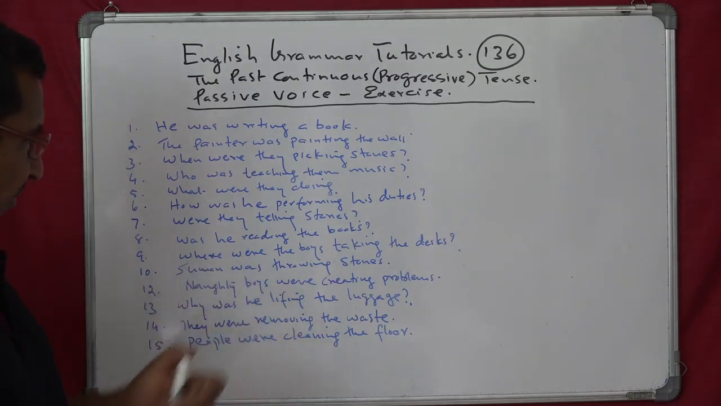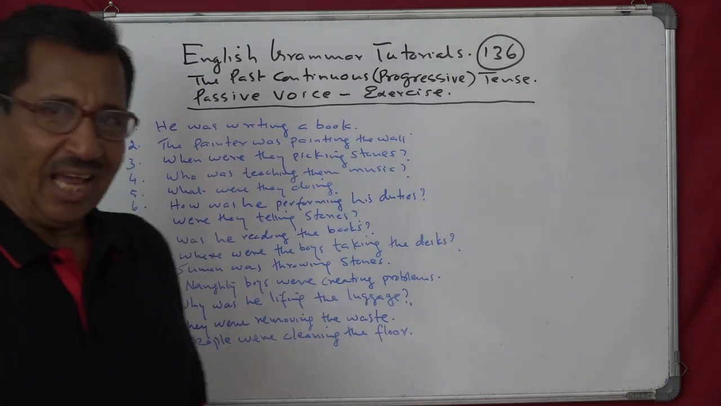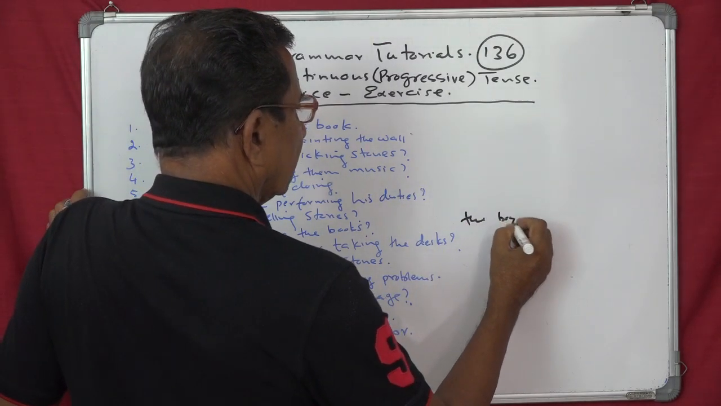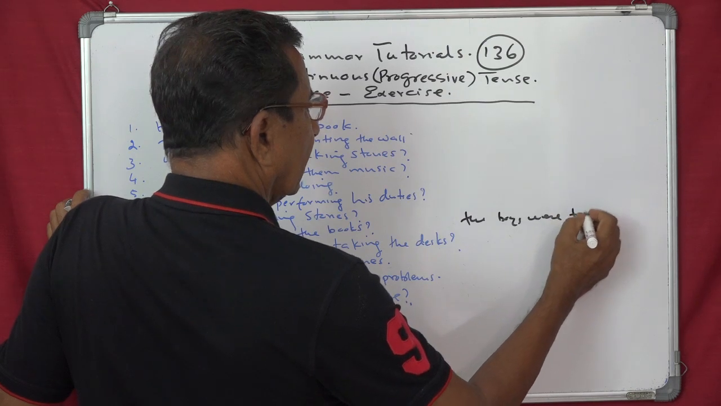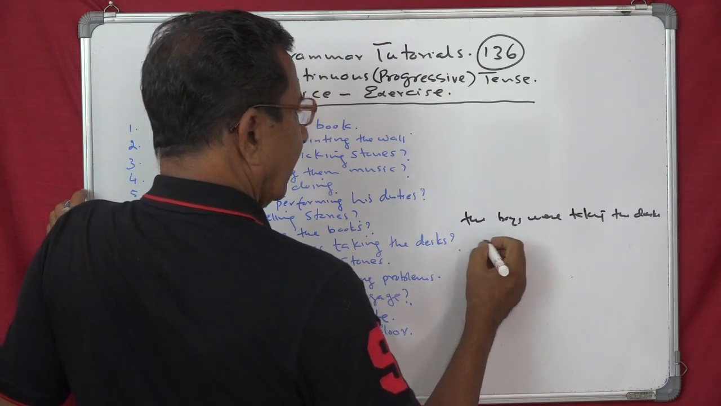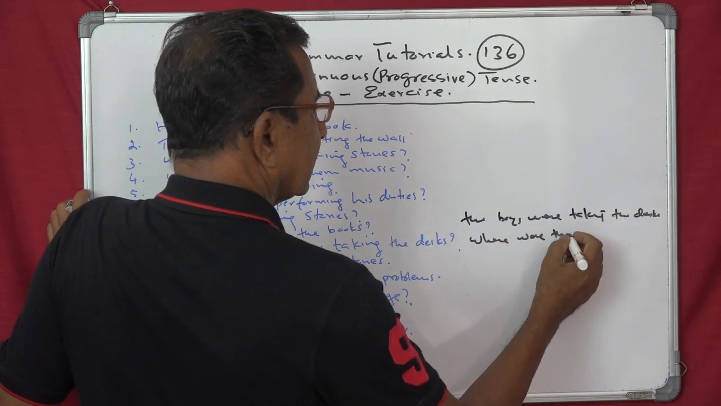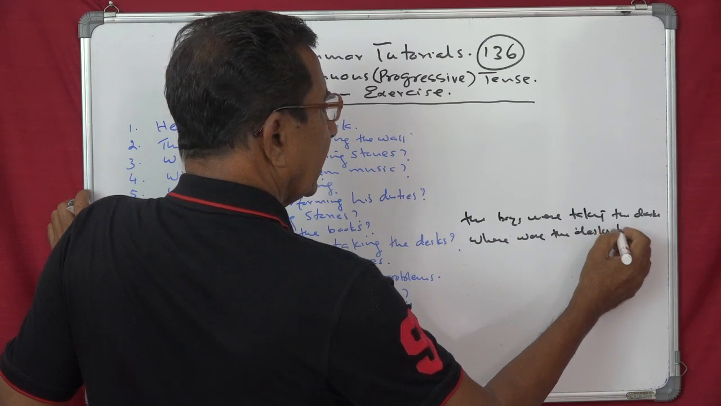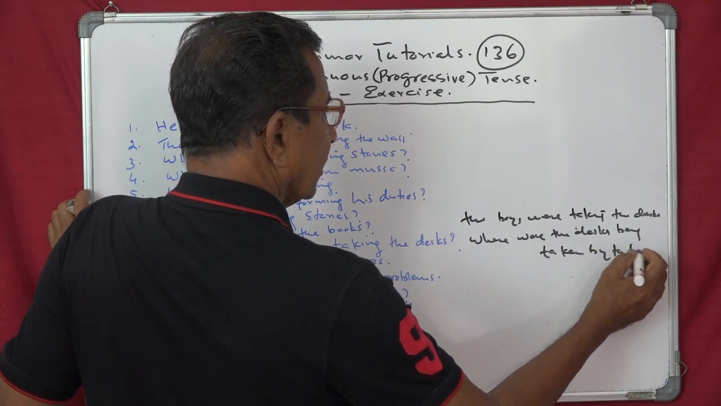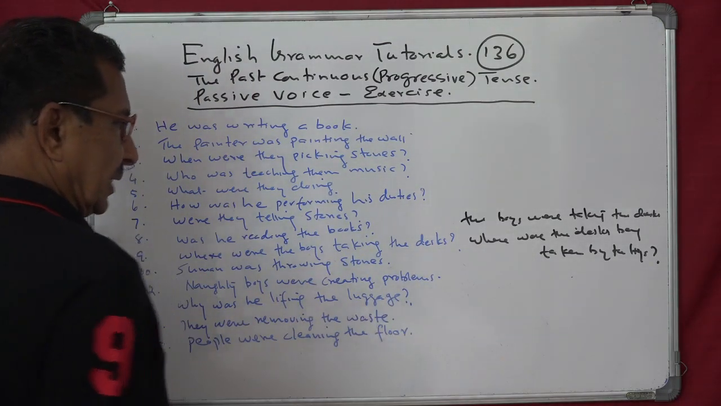Alright. Where were the boys taking the desks? Some boys were taking the desks outside. It was annual day for them. So you can say the boys were taking the desks where? Where the desks being taken by the boys. So, where were the desks taken by the boys? I think now it's clear, no?